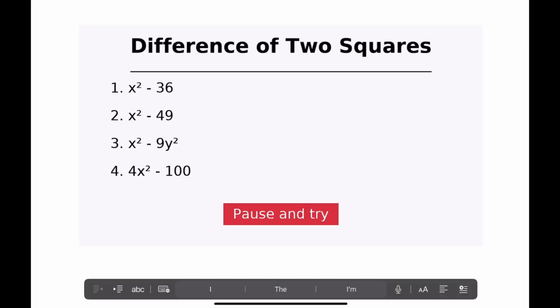Okay, so we're now going to do some slightly trickier ones. So pause, have a go at the first one, watch the solution, then pause again.